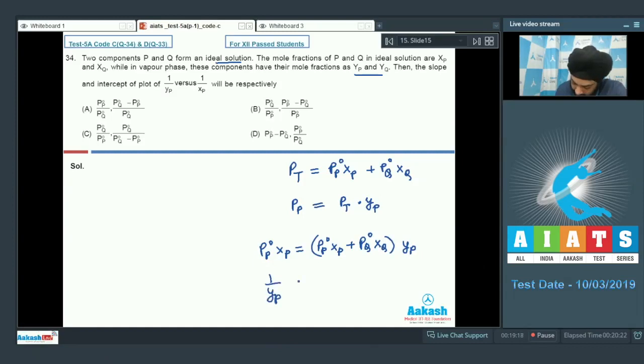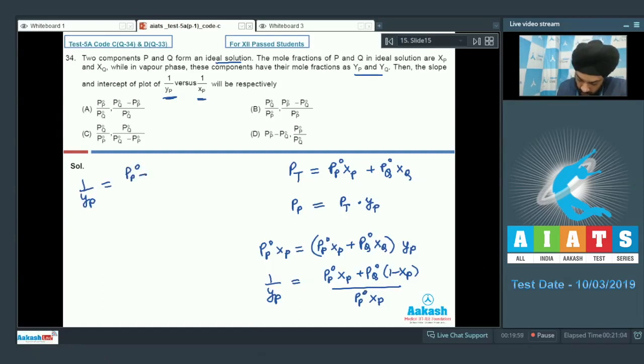So we have 1 by YP is equal to PP naught XP plus PQ naught into 1 minus XP. So we have to deal in terms of XP, as the examiner seems to be interested in the plot of 1 by YP versus 1 by XP. So if we rearrange this expression, we're going to have 1 by YP is equal to PP naught minus PQ naught into XP plus PQ naught. So the denominator will be the same, which is PP naught XP.